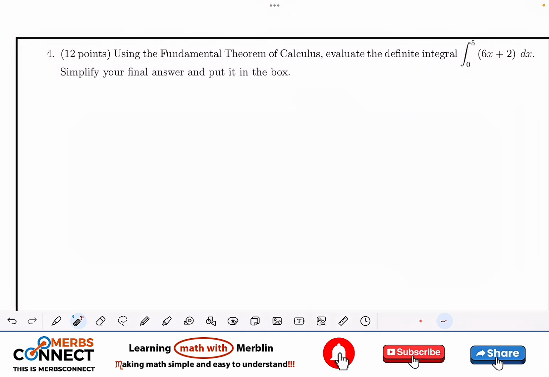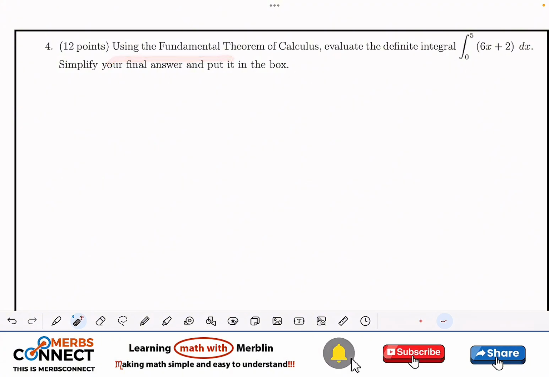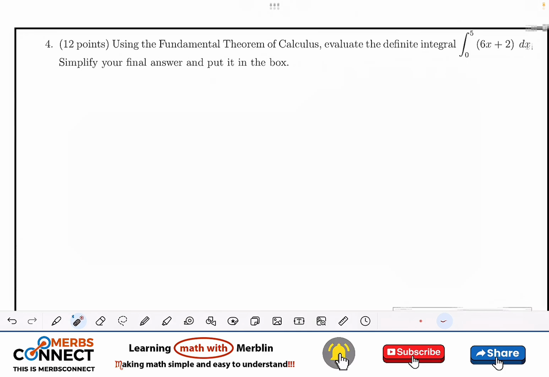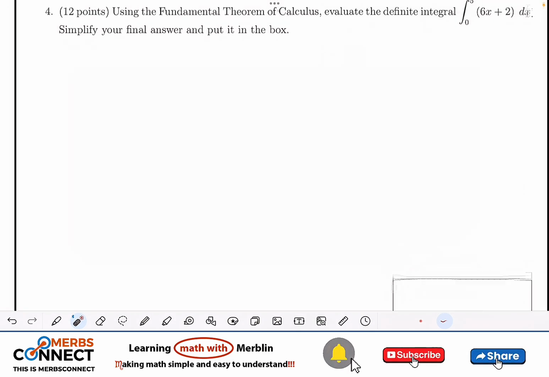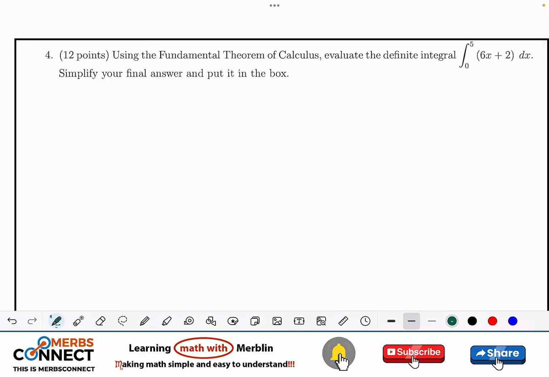Let's look at question 4. Using the fundamental theorem of calculus, we need to evaluate this. Simplify your final result and put it in the box. So we simplify and put our final answer here. When you solve and you are done, don't claim the solution. Just leave the solution there, okay? So that even if your simplification is wrong, we can look at the solution and give you something.